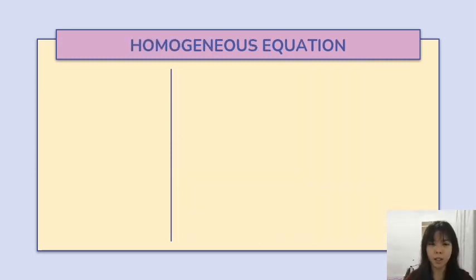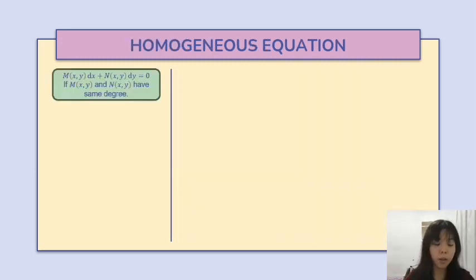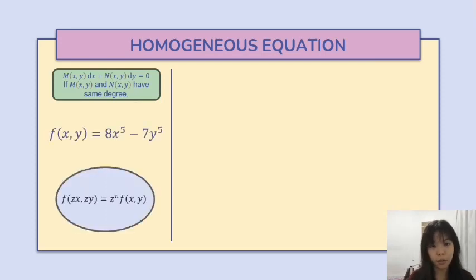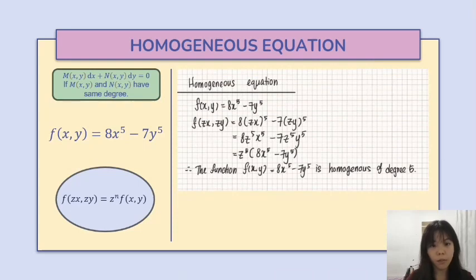Second, we will learn what homogeneous equations are. So first, we must determine what M(x,y) is and what N(x,y) is. If M and N have the same degree, we can say that the equation is homogeneous. So here's an example of the equations. We first need to add z in the equations in front of x and y and make it into this form, z to the power n f(x,y). So in the example here, we can see that the function f(x,y) is homogeneous of degree 5.